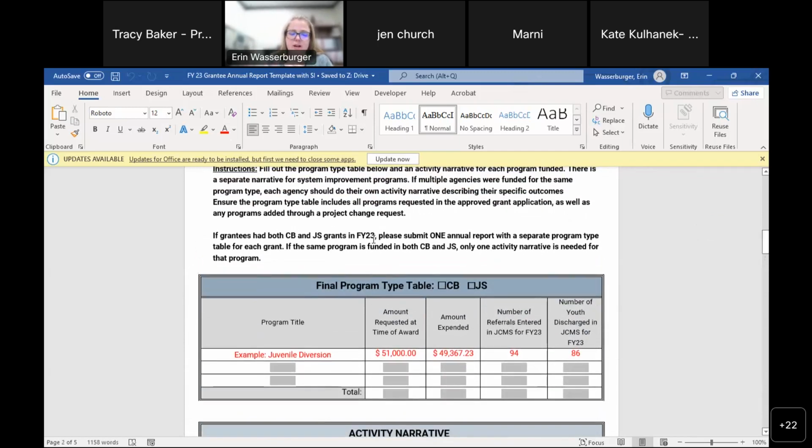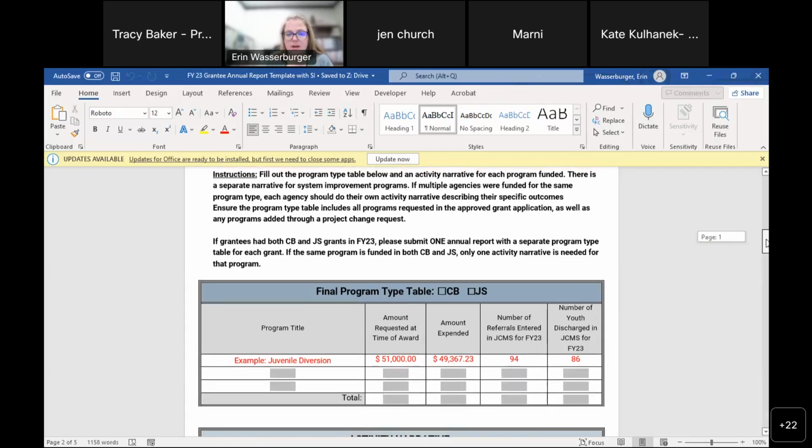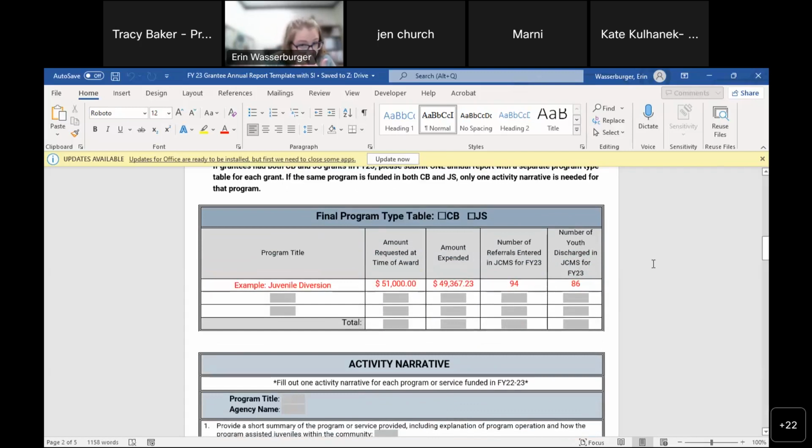There are some instructions in here that talk about how to do this if you have more than 1 grant. For example, you can copy and paste this program table as many times as you need to. So if you have a CB grant, you would just click CB, list out program title and all this information. If you have both, you would copy and paste a new table in, and then you'd put the JS box, and then fill in the rest of the information.